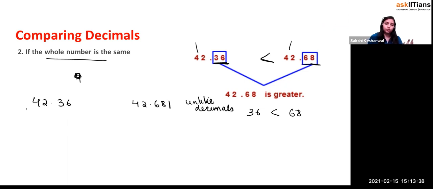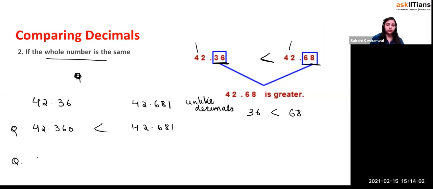So before we do so, first we convert into like decimals. So it will be 42.360, and this will be 42.681. Now, 42 is the same, and out of the 1000 parts, 681 parts is greater than 360 parts. So 100% this is greater. That's it. Yes or no?